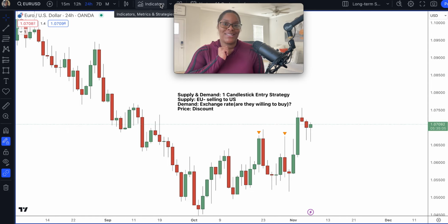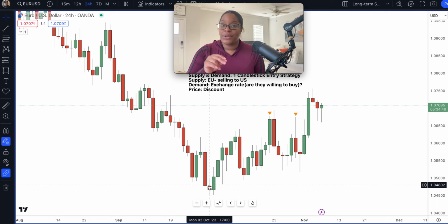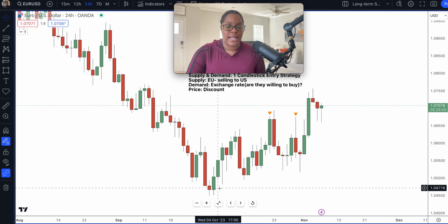So let's talk about what happened recently in October, because this could help you moving forward with this currency pair. So let's go to the beginning of October when price had just made a new lower low. And this was literally October 2nd, okay? On October 2nd, price closed, as you can see, like a spinning bottom. So what happened was price ended up making a new higher high.